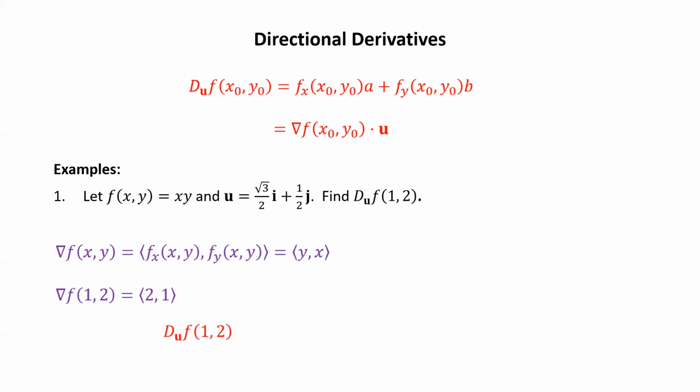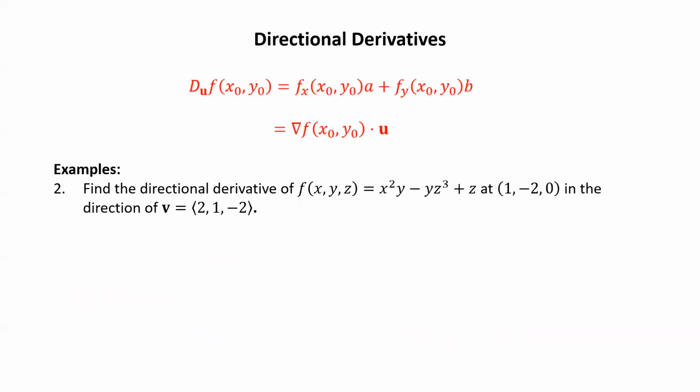So the directional derivative of f in the direction u at 1, 2 is the gradient of f at 1, 2 dot the unit vector u. So that's 2, 1 dot root 3 over 2, 1/2. 2 times root 3 over 2 is root 3, and 1 times 1/2 is 1/2. So we get root 3 plus 1/2.